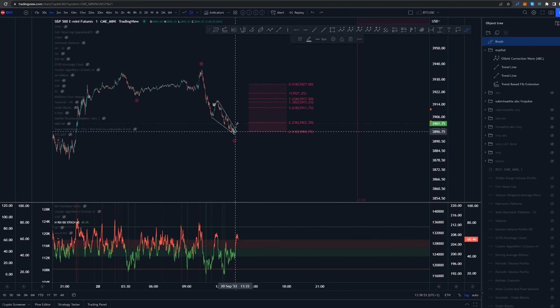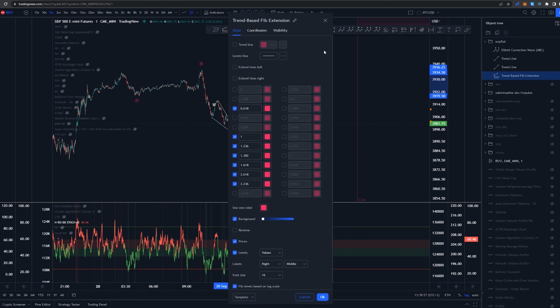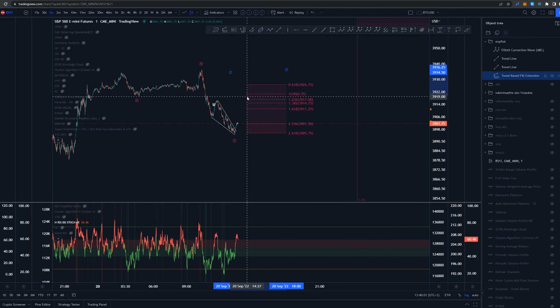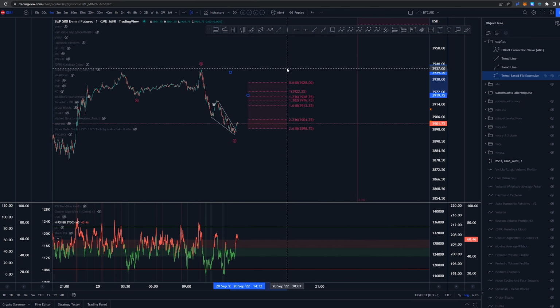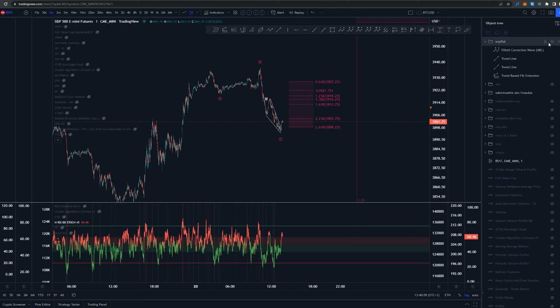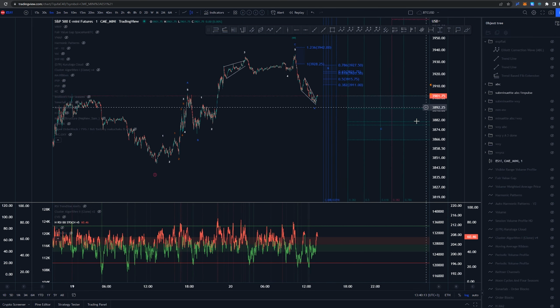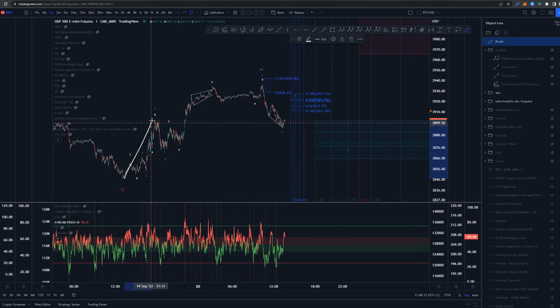However, we did break the 2.618 extension here for that C wave, and that is again very much the maximum extension that we allow. So yeah, as you can see, these are just very much the maximum amount, so we can't allow this to be happening.